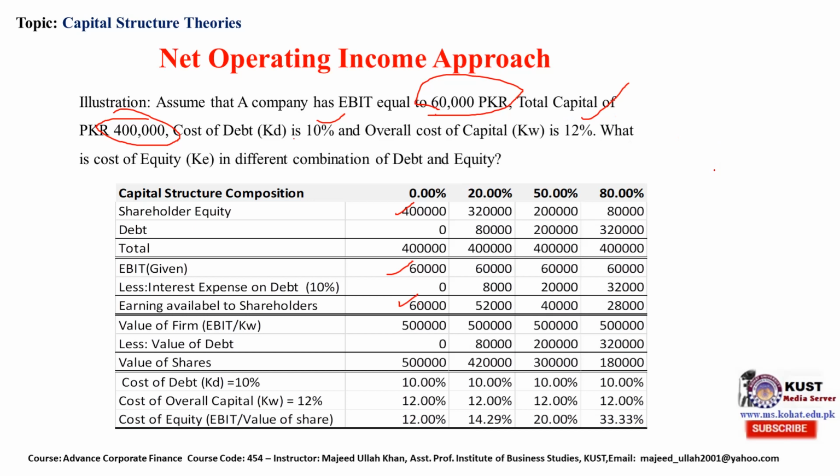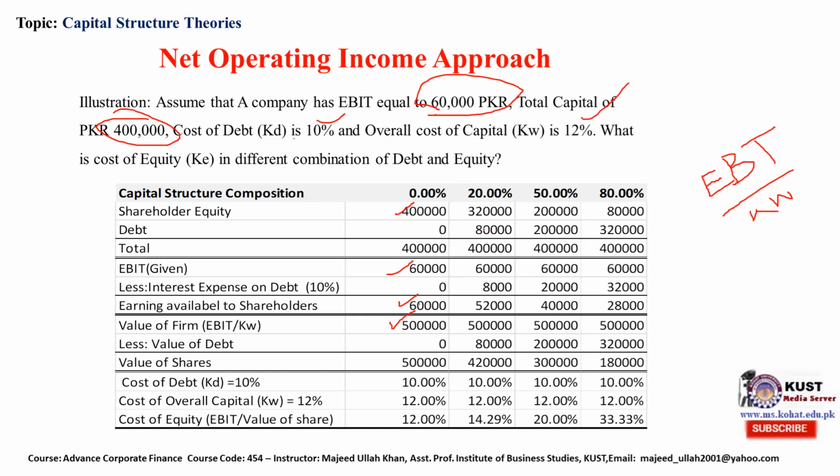Overall capital means EBIT, or EBT, divided by 12%, which means total cost. So this divided by 0.12 is 500,000.